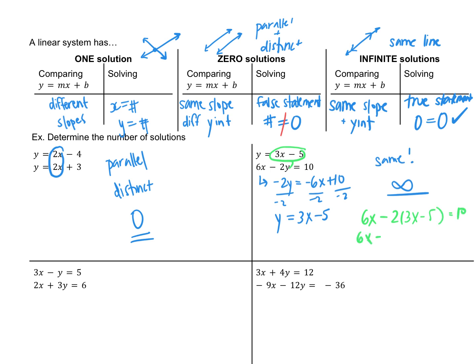And I would have 6x minus 6x plus 10 equals 10. 6x minus 6x is 0. I get 10 equals 10. That's a true statement, so an infinite number of solutions. So 2 different ways you can deal with that one.